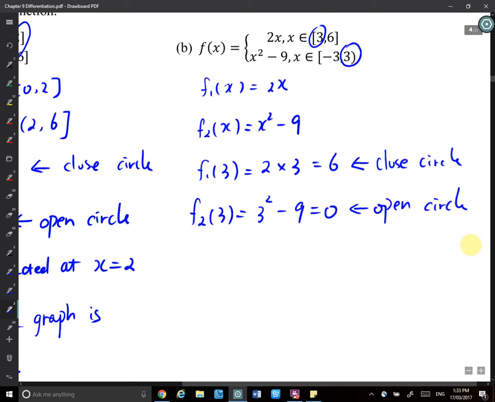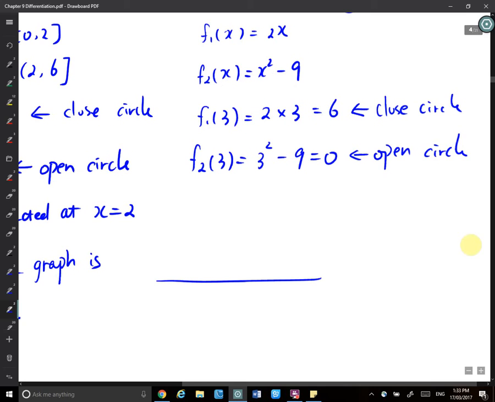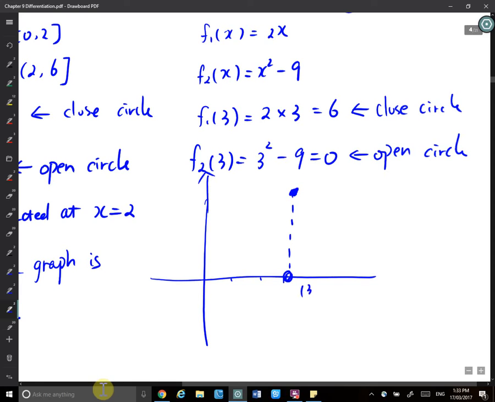But they're not at the same point, because (3, 0) is an open circle, and you have (3, 6), which is a closed circle. There's a jump: that is (3, 0), and that is (3, 6). So it's not connected at that point.